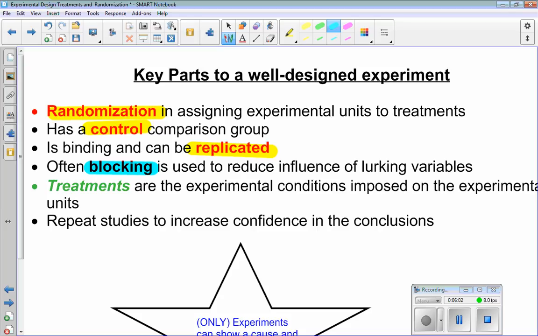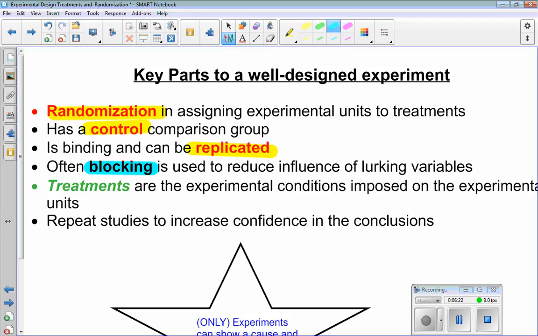All right, so I have two different groups, okay? And I have a treatment. What is the treatment in that case? Sleep. That is the treatment that is being imposed on my subjects. Who are the experimental units? The students, okay?